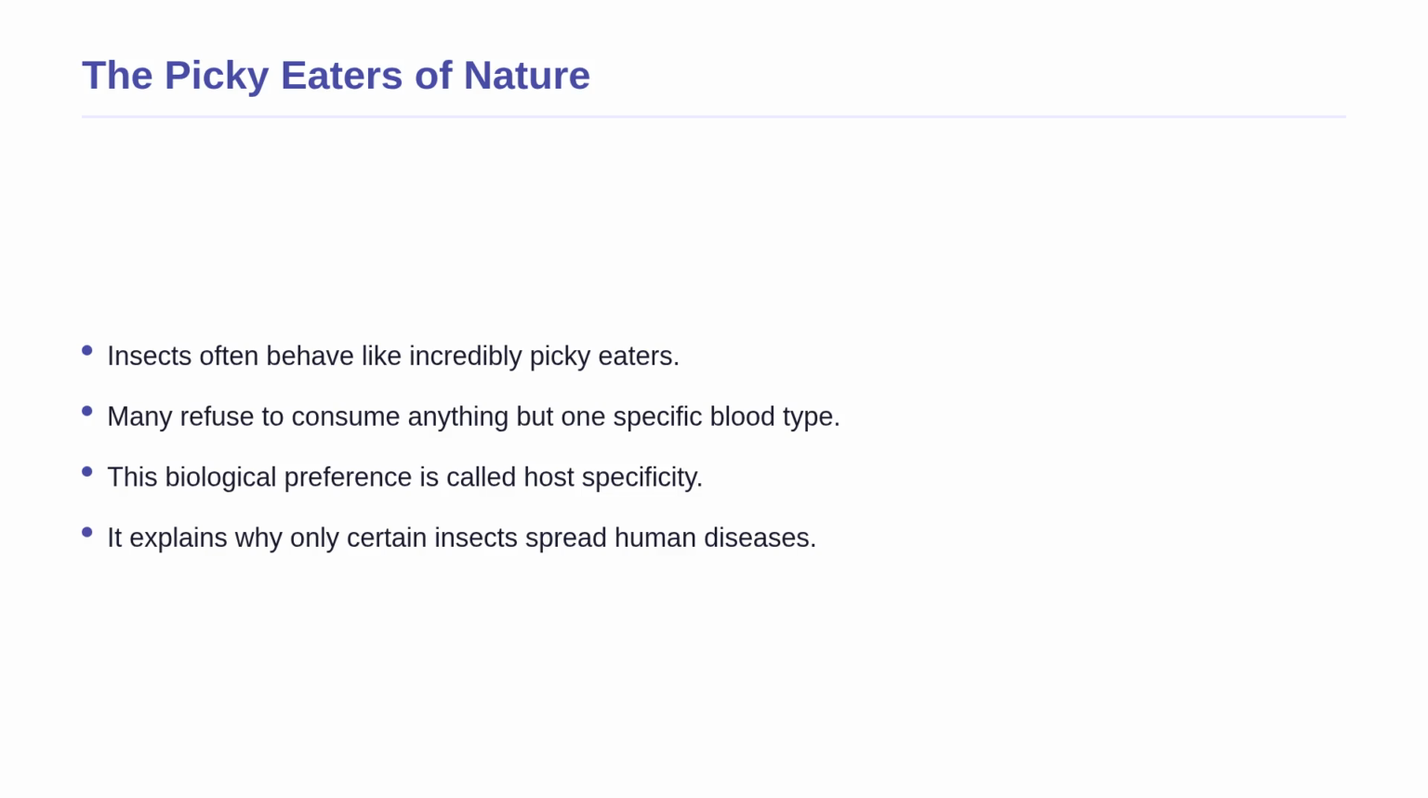To understand what host specificity is, imagine you have a friend who is an incredibly picky eater. If their favorite brand of pizza is not available, they would rather go hungry than eat anything else. In the fascinating world of insect vectors, many insects behave exactly like this picky friend when it comes to choosing whose blood they want to drink. This biological preference is what we call host specificity. It matters immensely because it helps us understand exactly why certain insects spread diseases to humans, while others pose absolutely no threat to us at all.